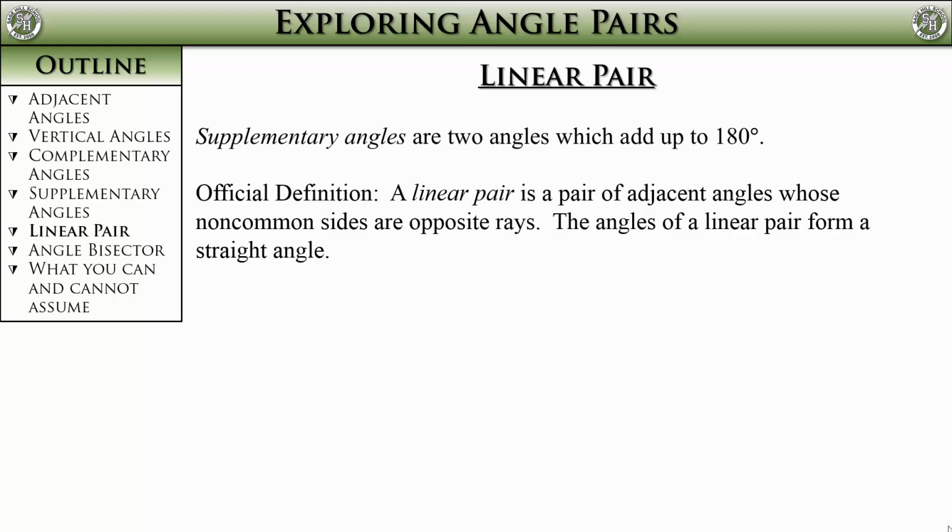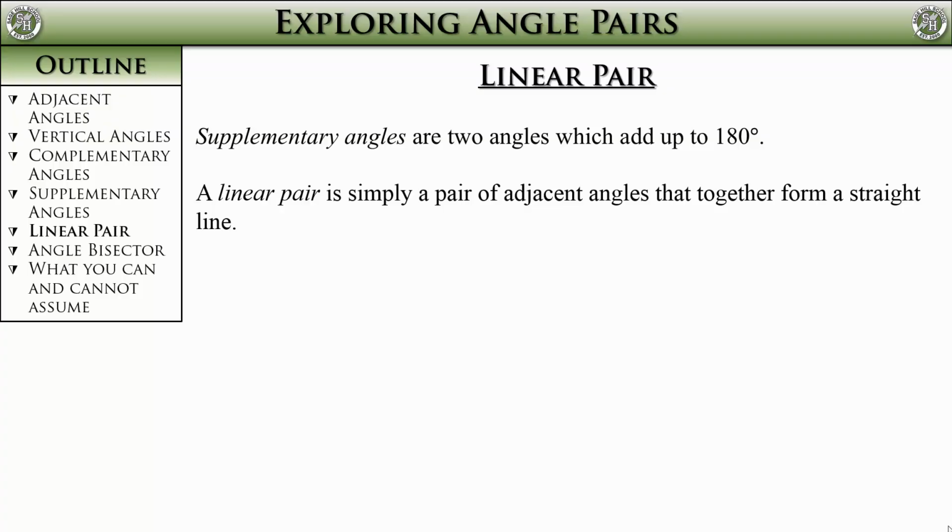So let's switch what's on screen. Just like supplementary, we are talking about two angles only. Just like supplementary, the two angles add up to 180 degrees. So the picture I used from the supplementary section works here too. These two angles are a linear pair. But the definition of a linear pair also mentions adjacent. That's the one tiny change, which leads us to this distinction.